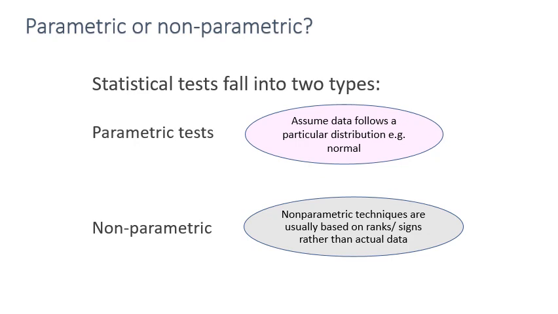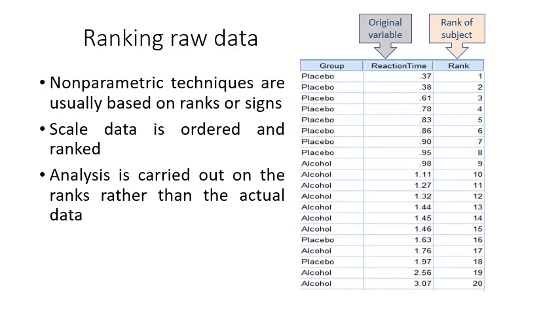If we recall, statistical tests fall into two types: the parametric test, which assumes that data follows a particular distribution, that is, normally distributed, and the non-parametric test, which is usually based on ranks and signs rather than actual data. And this is for non-normally distributed data. So we would use ranking, that's the Spearman rank correlation, and that is a non-parametric test.